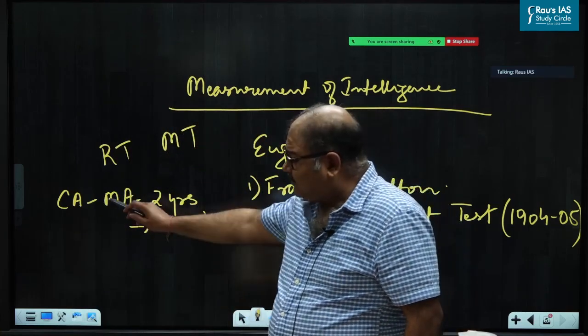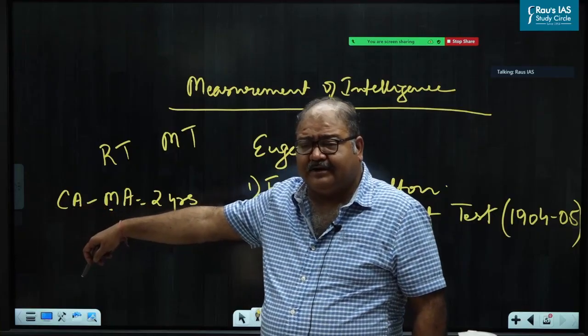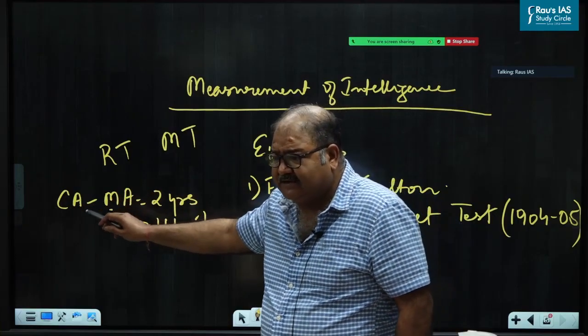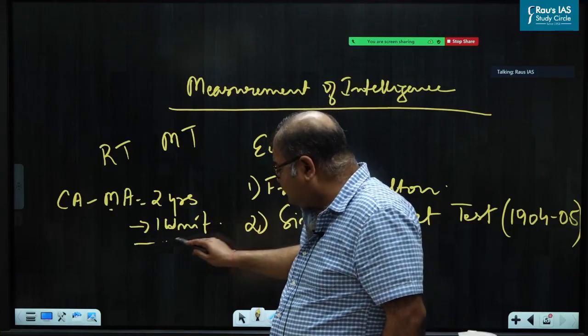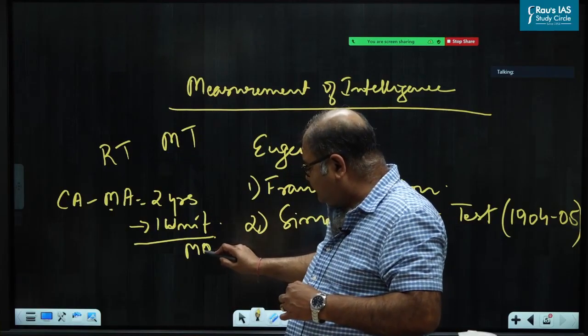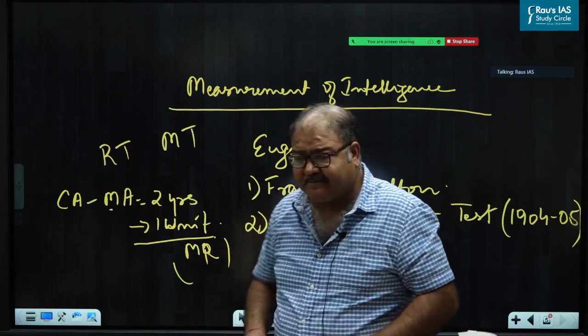So if your chronological age is advanced by 2 years and your brain development or mental age is lagging behind by 2 years, then the person is 1 unit retarded, 1 unit of mental retardation. Okay?